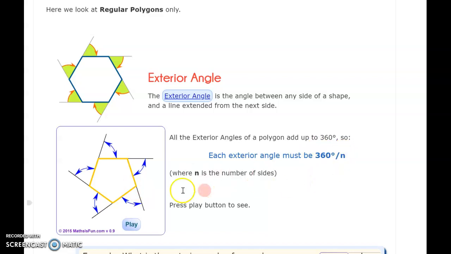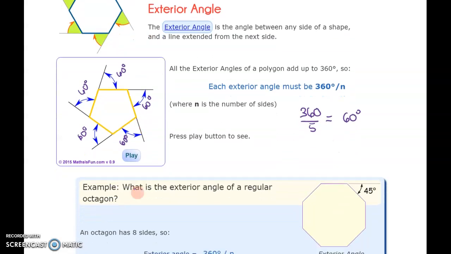So for example, here's a pentagon. So if I wanted to know, and this is only for regular polygons, what angle to turn for my pentagon, I would do 360 divided by 5. And that would produce 60 degrees. So each of these exterior angles is 60 degrees. And so I would code my cat to rotate 60 degrees each time. Okay? Let's look at another example.